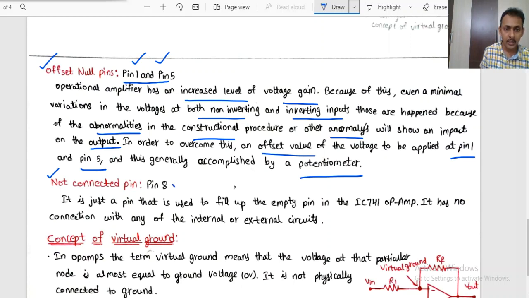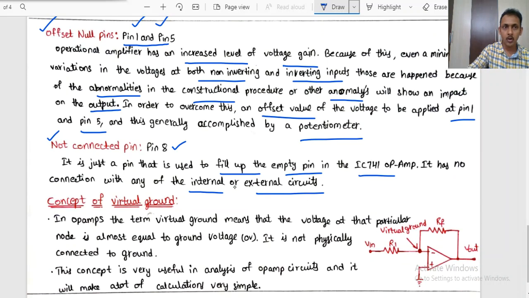Now pin 8 is the not connected pin. This is just a pin used to fill up the empty pin in the IC 741 operational amplifier. It has no connection with any of the internal or external circuits.